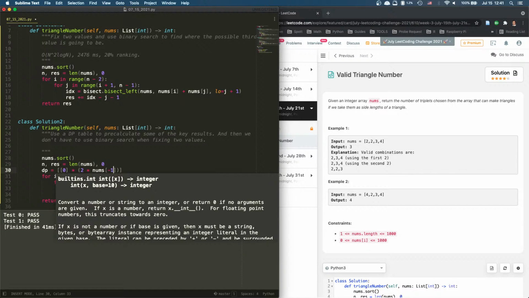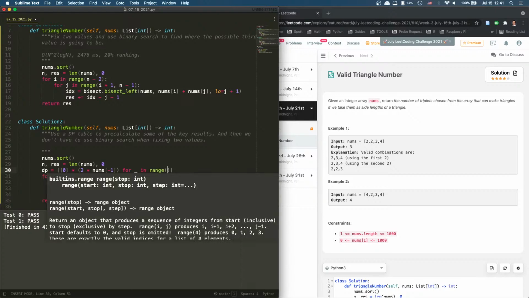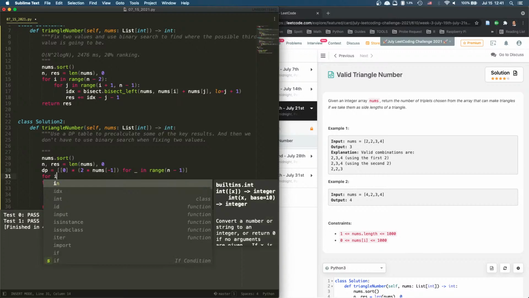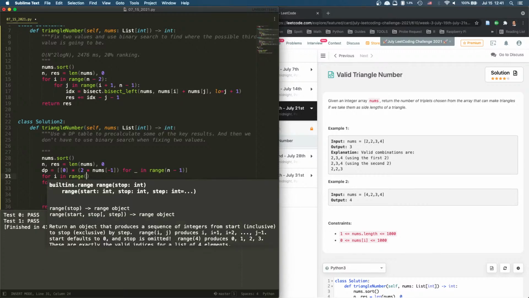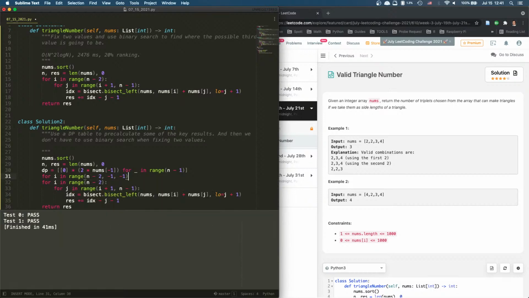Yeah, 2 times, this is column, then for this in range, n minus 1, right? That's a DP table. And then we're going to fix the DP table, which is going to be for i in range. I'm going to start from n minus 1. I think it's actually n minus 2, minus 1, right?